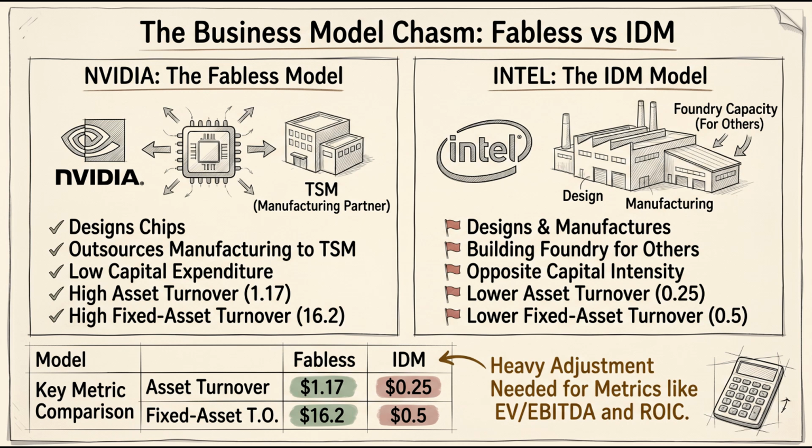Intel operates as an integrated device manufacturer, or IDM, meaning it designs and manufactures its own chips and is currently investing heavily to manufacture for others. This results in an asset turnover of 0.25 and a fixed asset turnover of 0.5. These opposite capital intensity profiles mean that metrics like enterprise value to EBITDA or return on invested capital are virtually incomparable without significant, heavy adjustments.